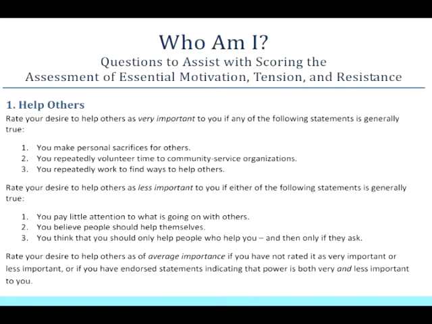So you can rate your desire to help others as very important if any of the following statements is generally true. You make personal sacrifices for others, you repeatedly volunteer time to community service organizations or whatever. But we can find parallels. These don't have to be specifically a community service organization. It could be your church or something along those lines. You repeatedly find ways to help other people.